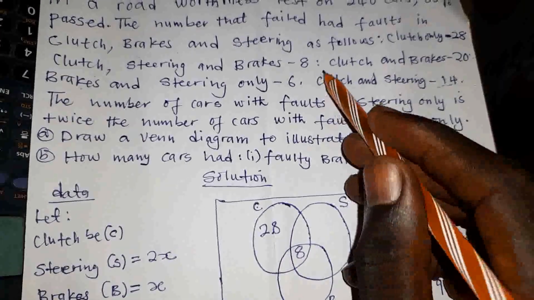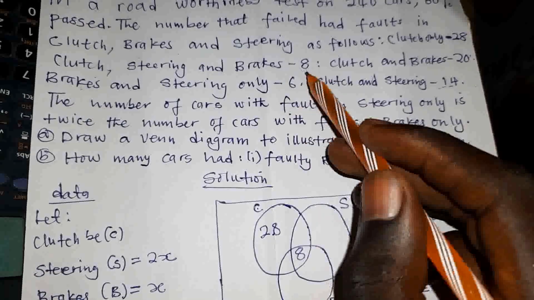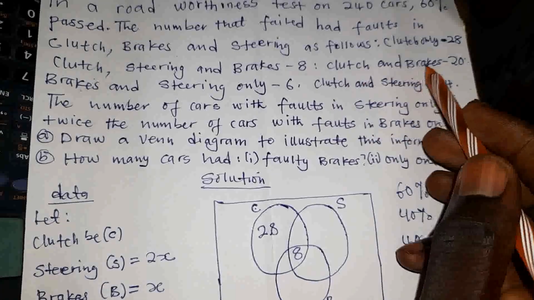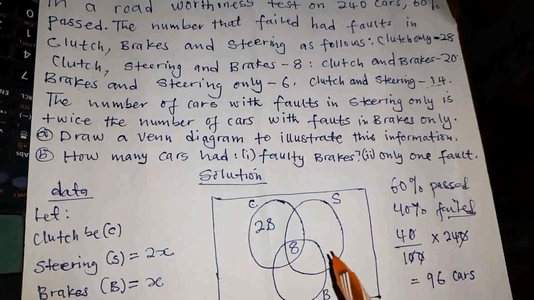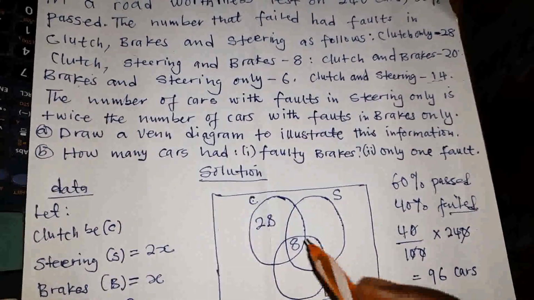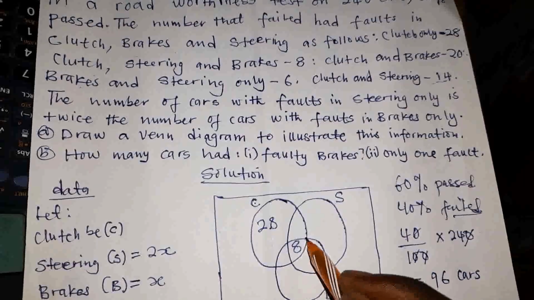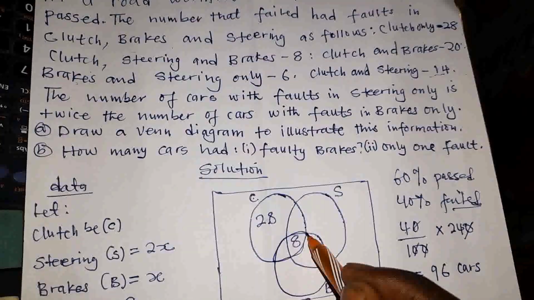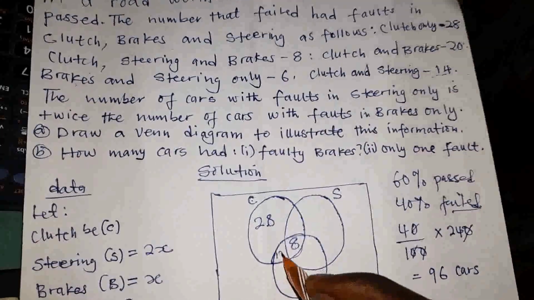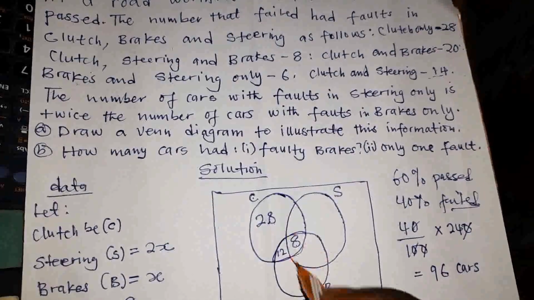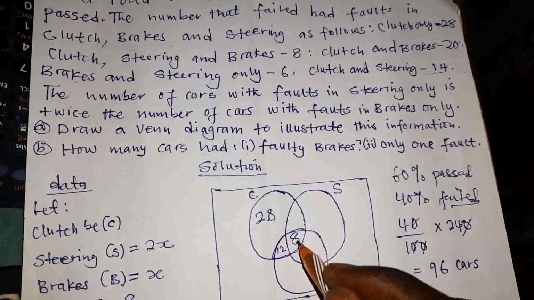Good. So now what are we left with? That is 8. Now clutch and brake is what? Is 20. We are told clutch and brake is 20, but we already have a clutch and a brake, and there is an 8 here already. Remember, clutch and brake is this portion here. So 8 from 20 is going to be what? We are left with 12. So clutch and brake is 20. So 8 plus 12 gives us 20.